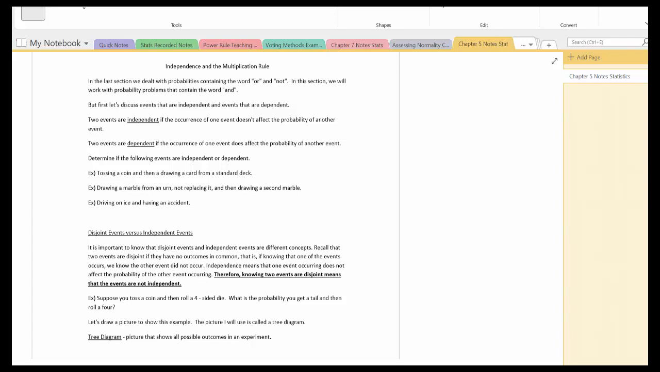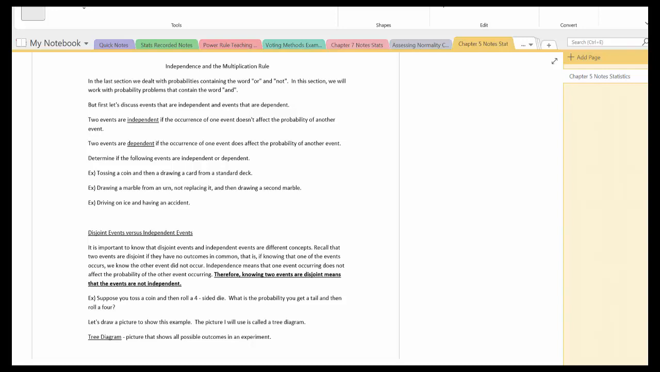In this video, we're going to talk about independence in the multiplication rule. Previously, we talked about probabilities with "or" and "not." In this video, we will talk about probability problems with the word "and." But first, let's discuss independent and dependent.